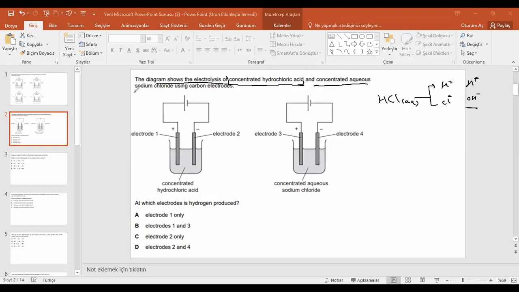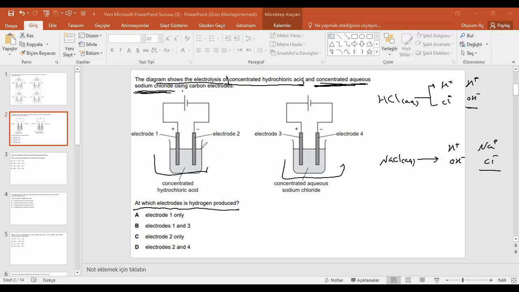And we have concentrated aqueous sodium chloride solution. It is NaCl. Concentrated means aqueous, so we have H+ and OH- from water, and Na+ and Cl- from the NaCl. So the question is, at which electrodes is hydrogen produced? Where is the hydrogen produced in here and in there?